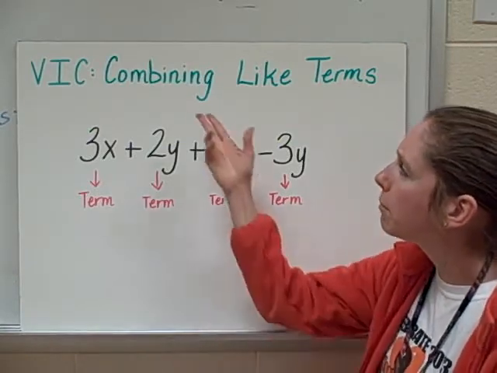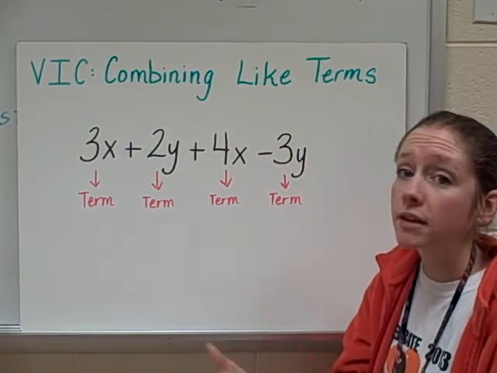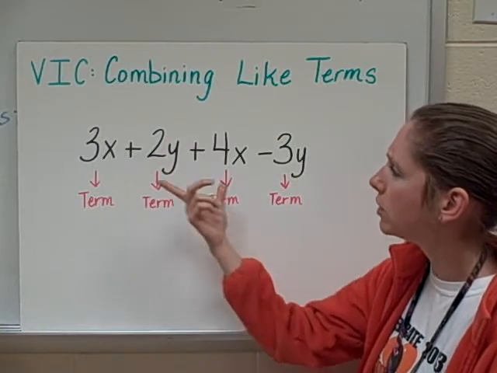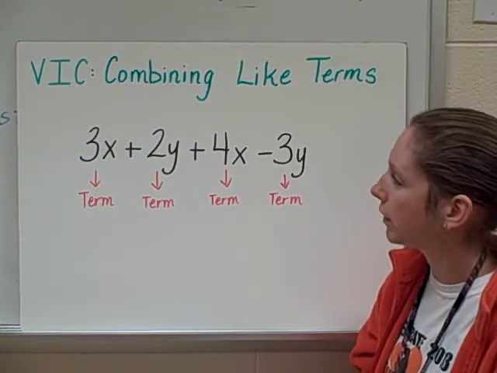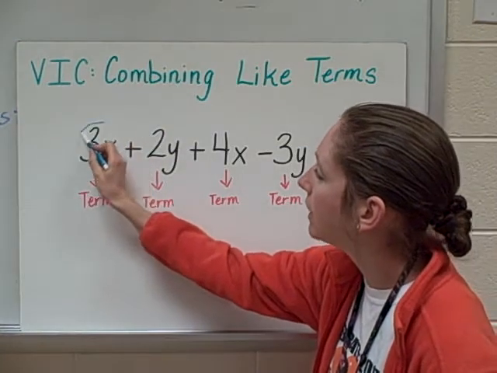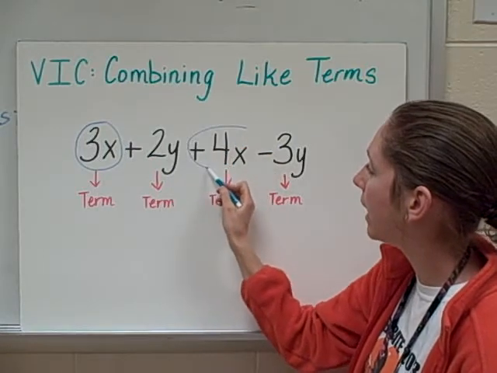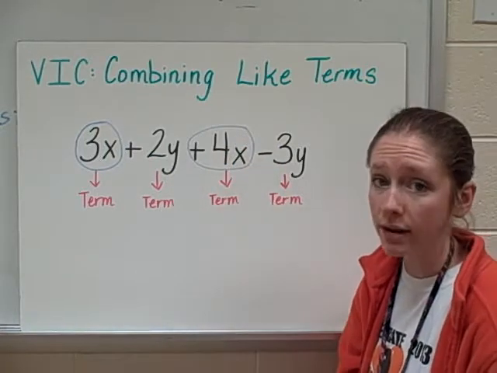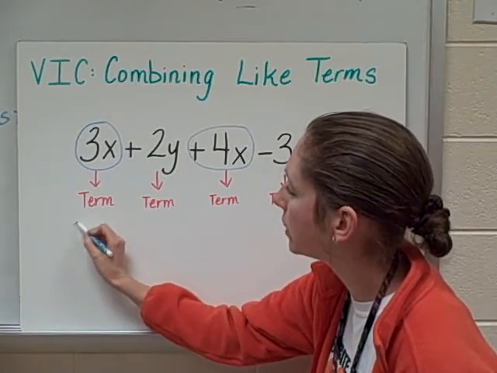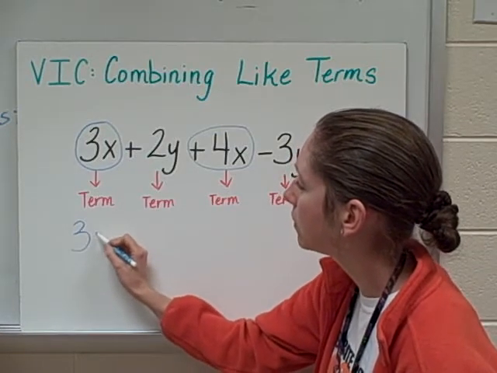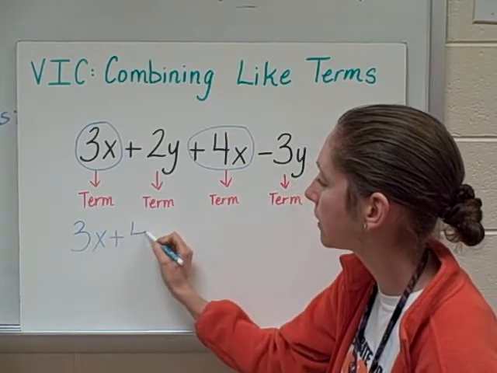Now we're going to do combining like terms, or sometimes it's called collecting like terms, by collecting the things that are like, which means I'm going to bring my x's together and my y's together. So watch what I do with these colors. Okay, 3x and plus 4x, or positive 4x, both of those are like terms. So I'm going to bring those down and write those in blue. 3x plus 4x.